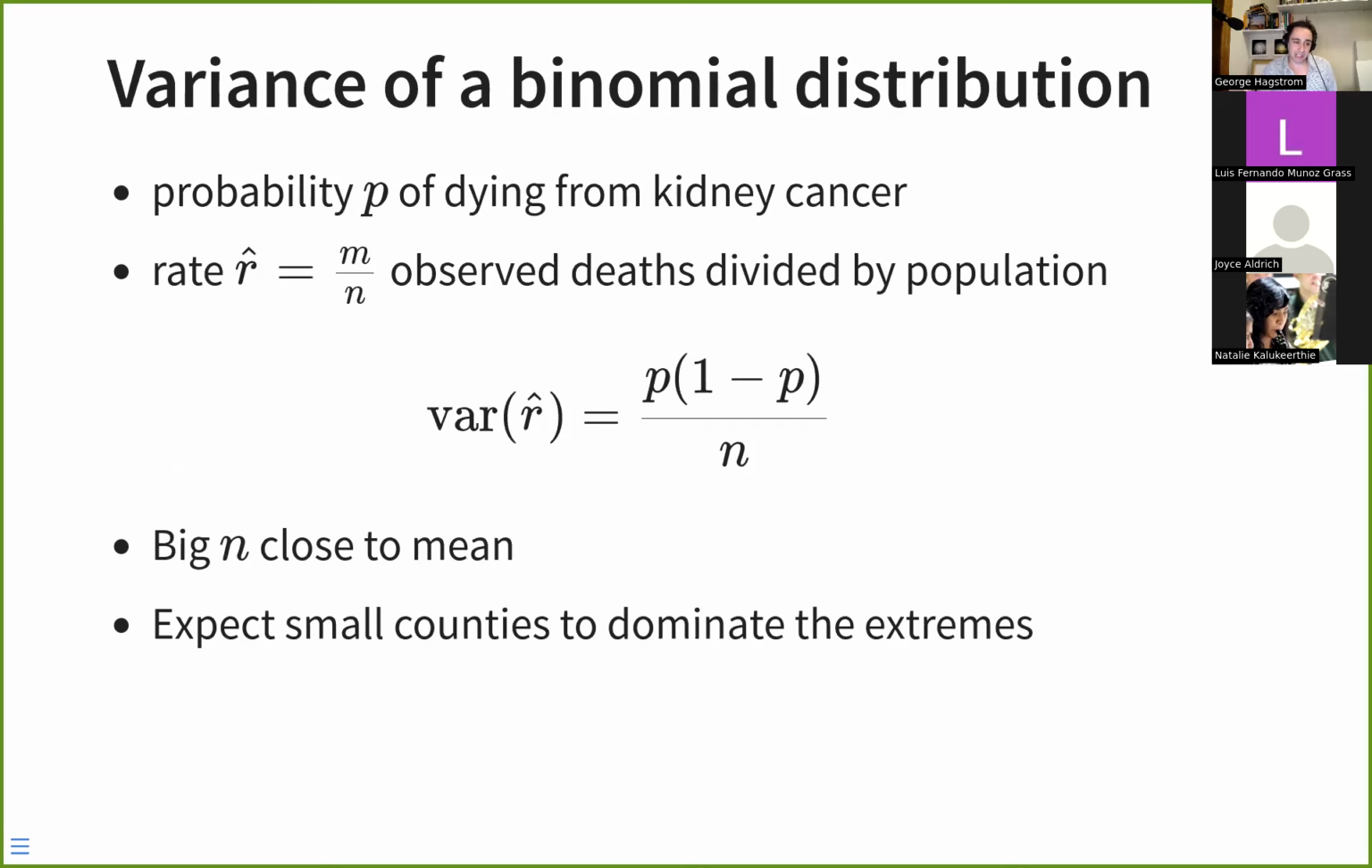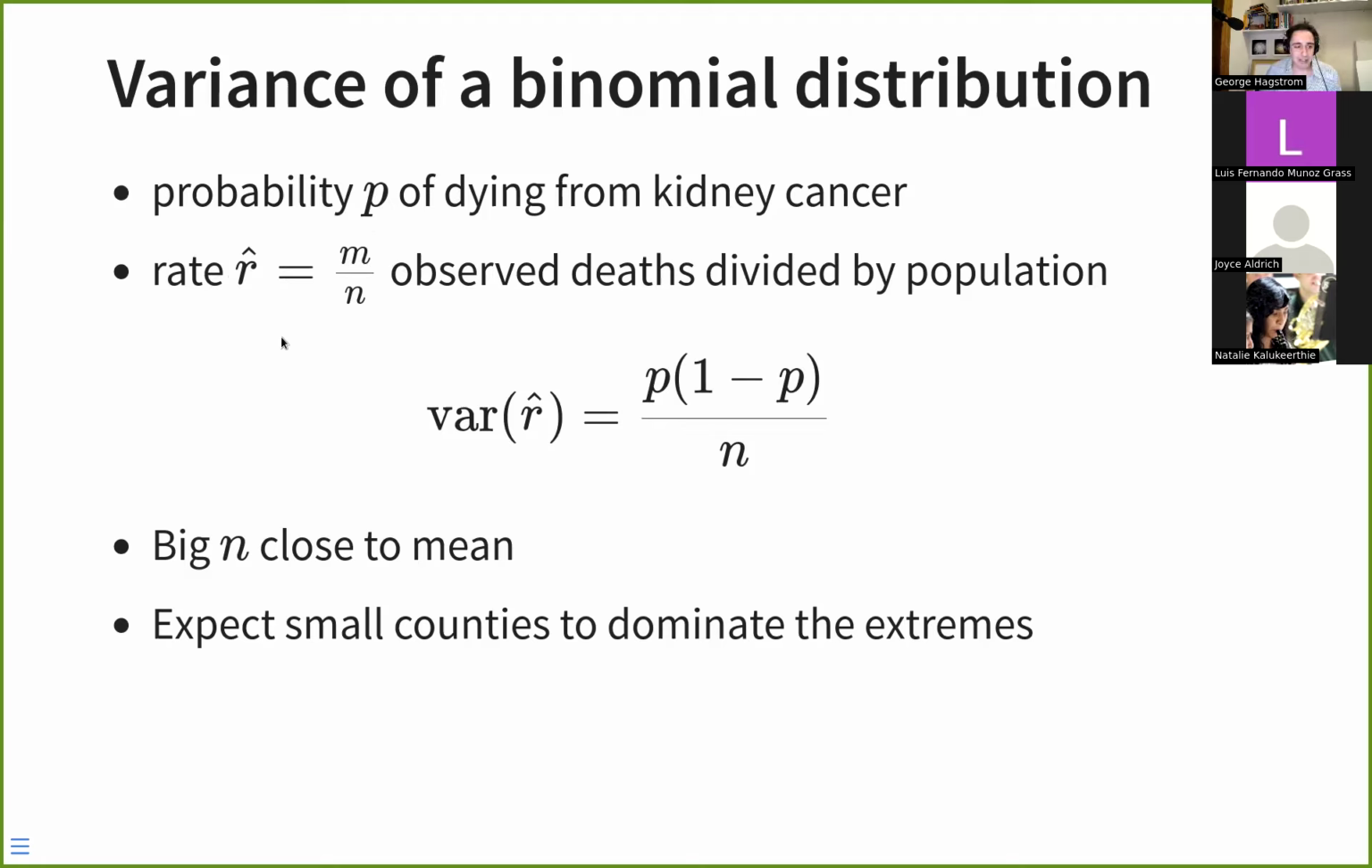And we can actually bring in statistics to think about that explicitly. We could say that each person has a probability p of dying from kidney cancer. We could imagine that this depended on the county, but let's pretend that it's equal across the entire United States for a moment. Then we observe counties over a decade, and we count how many people died of kidney cancer, and we compute the rate R, which is just the number of deaths divided by the number of people.